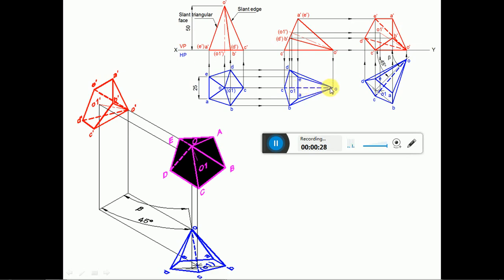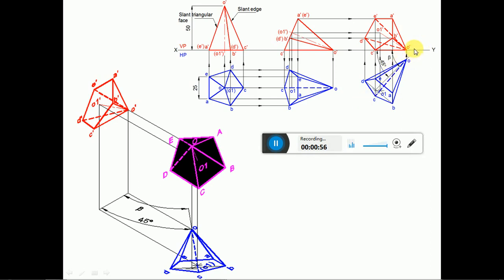the apparent length. Since the axis inclination with respect to VP is given as 45 degrees, which is a true inclination, but in the second position top view the axis is going to be the apparent length. So we cannot transfer the apparent length on the true inclination line. Since he has given the true inclination, we have to transfer only the true length of the axis.